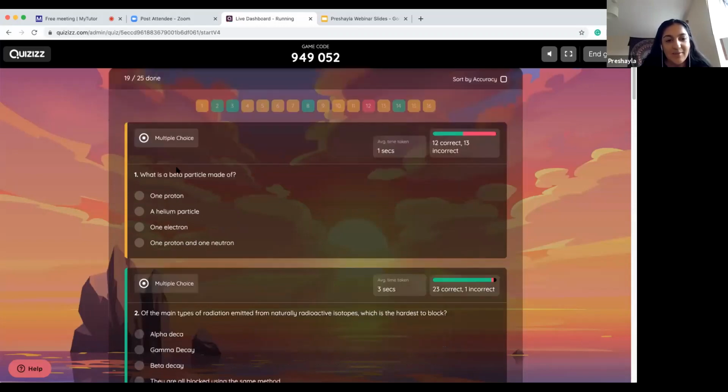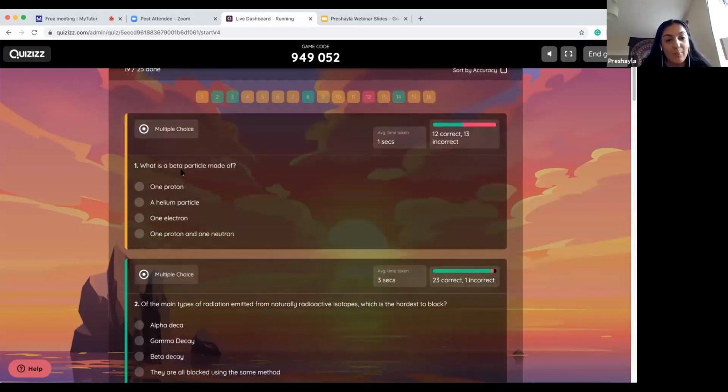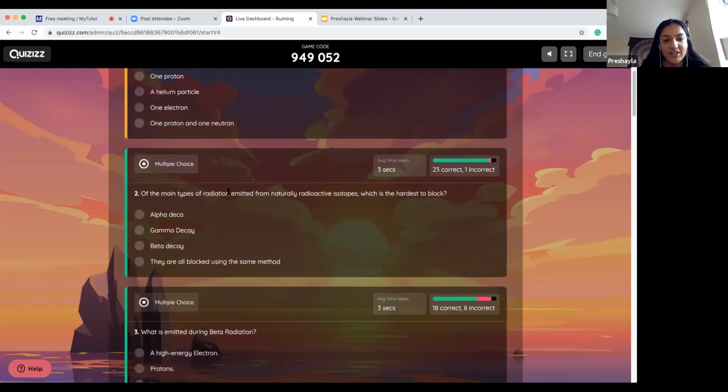Okay, what is a beta particle made of? A beta particle is simply an electron. That's all it is. It's just a fancy name for an electron being emitted out of a nucleus. Of the main types of radiation emitted from naturally radioactive isotopes, which is the hardest to block? So the hardest to block is gamma. Gamma can get through lots of different materials. It's only blocked by lead and concrete. So well done, everyone. Got that really good. Only one person got that wrong.